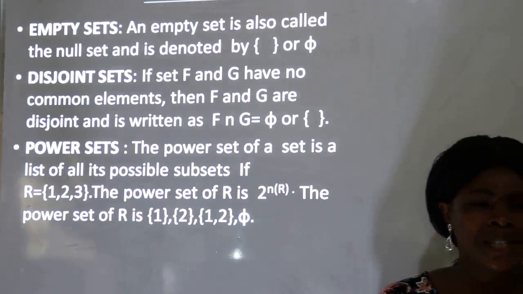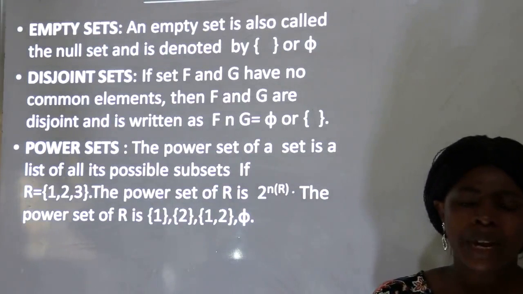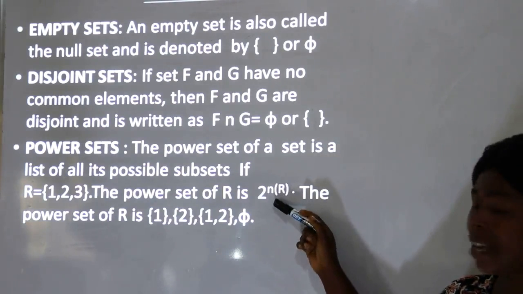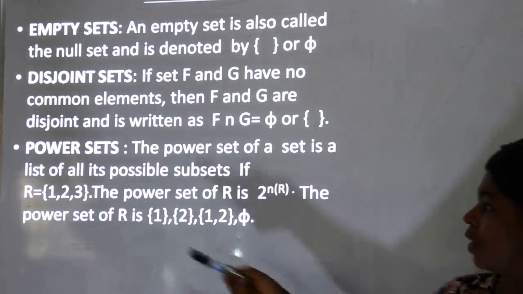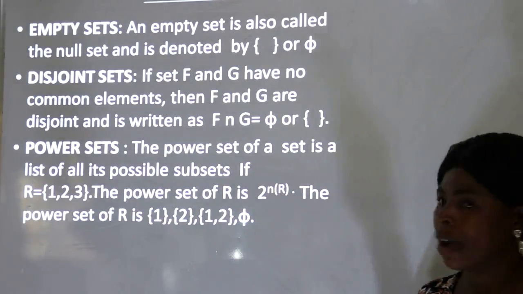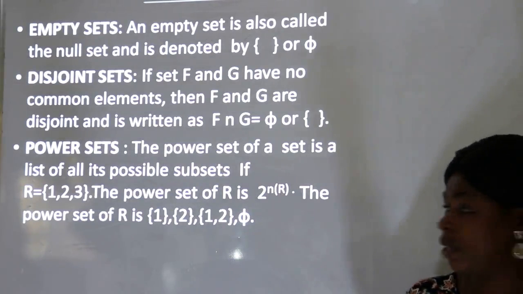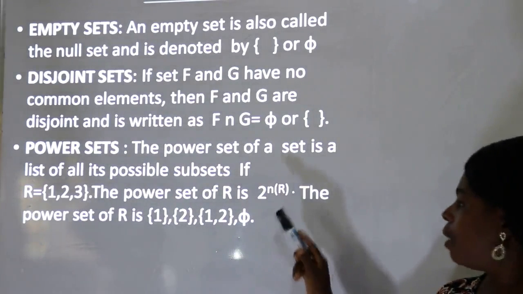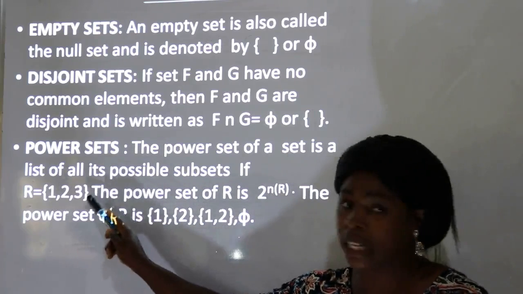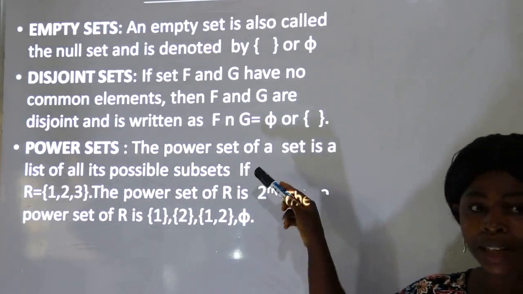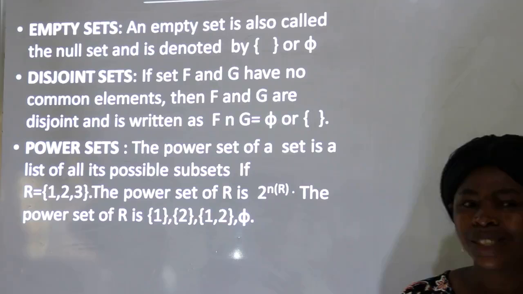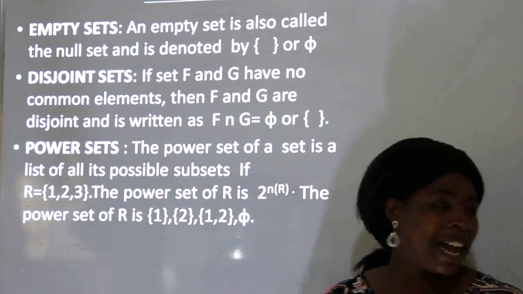So if they ask you to give the number of subsets in a particular set, this is the formula that we use. Now that we have 3 elements here, I want to get the number of subsets in this particular set. I will write 2 raised to power 3, because I have 3 elements here, 1, 2, 3. So 2 raised to power 3 is 8. So I should have 8 subsets in this particular set.